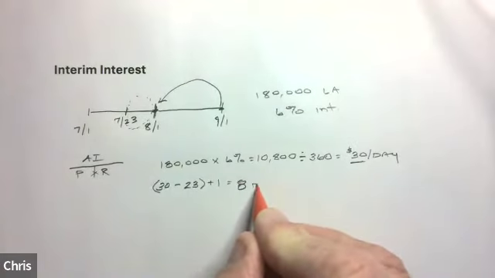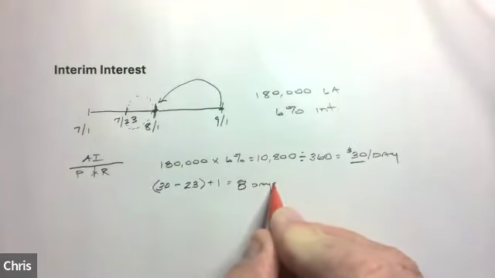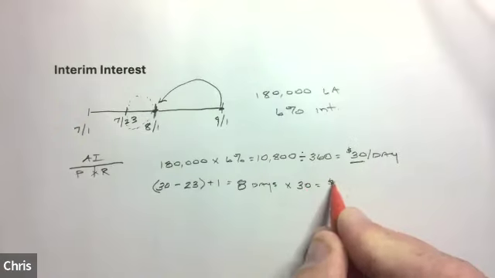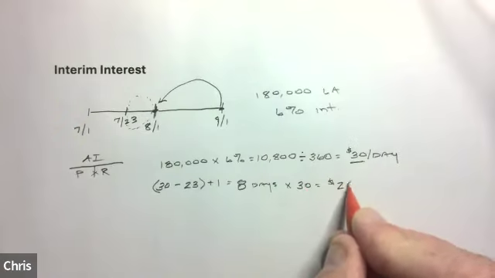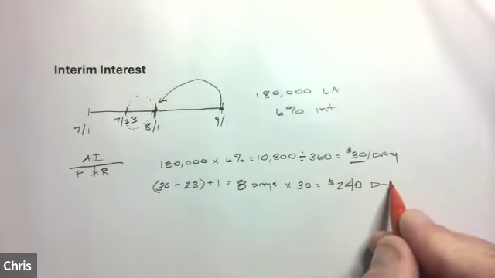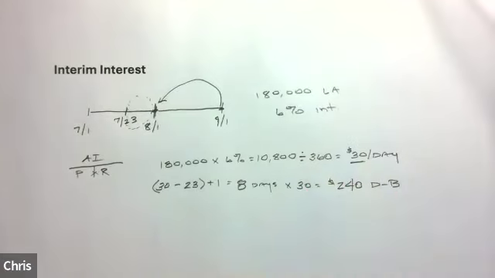So it's 8 days of interim interest times $30 per day equals $240. Now, interestingly enough, this is a debit to the buyer. But as I suggested to you, this has nothing to do with the seller because it has nothing to do with the seller's loan. I'll show you a little bit later how to deal with the seller's loan.